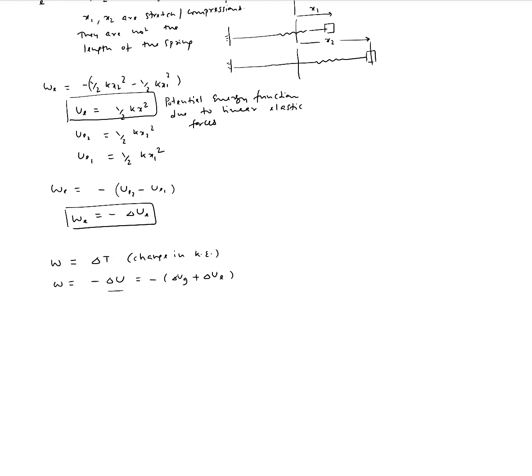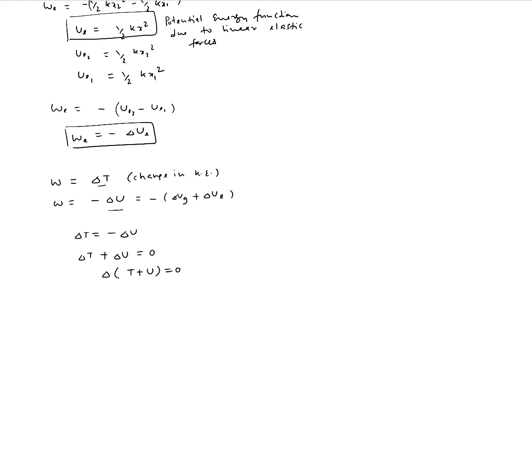So once we have this, we can write delta T equal to minus delta U, because W is delta T and is also equal to minus delta U. So this would be delta T plus delta U equal to 0, which can be written as delta of (T plus U) equal to 0. This is saying that the change in T plus U is zero. Now T plus U, what is that? T plus U is nothing but kinetic energy plus potential energy, and these two together are called mechanical energy, which we write as ME. The change in kinetic energy plus potential energy is equal to 0.